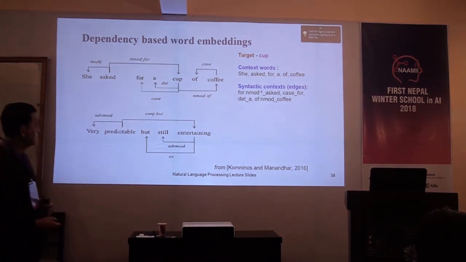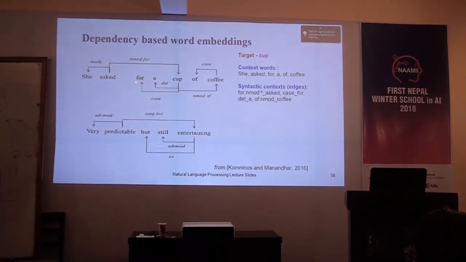And now what you can do is that instead of just saying I want to look for words to the left and right, you can say, well, for the word cup, I have these context words, right? Which is, 1, 2, 3, 4, four words to the left and four words to the right, so everything. But you also have the immediate syntactic context, okay? So from cup, you can go to this one. You have an edge, nmod:for, right? But this is pointing in this direction, so going in this direction is going to be inverse, right?